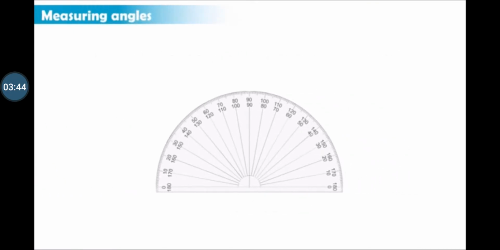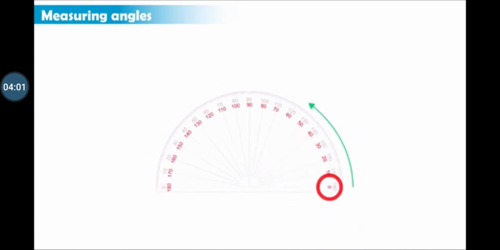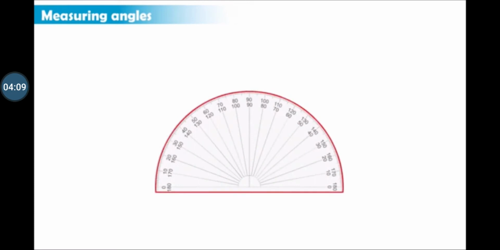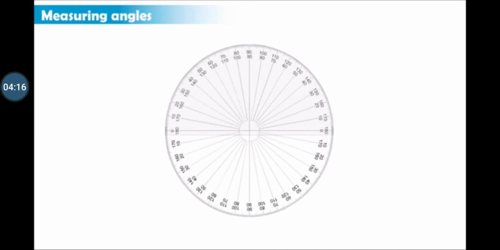As you can see here, we have two 0 points here and here. One starts from 0 and goes till 180. The other one goes in the opposite direction. Notice that the shape of the protractor is half of the circle. So if we put two protractors like this, then we can get the full circle.